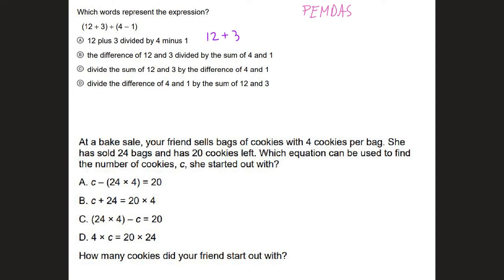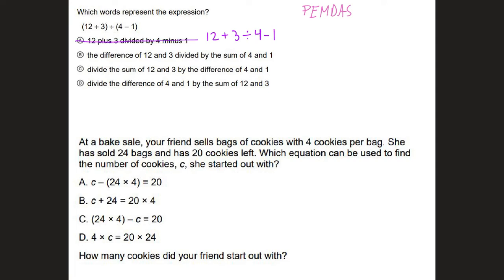12 plus 3 divided by 4 minus 1. They didn't really indicate using any words like then or first or multiply by, divide by. They didn't really indicate any sort of order, so I wrote it out exactly how I read it, and it does not come out to the same thing. So it can't be A.